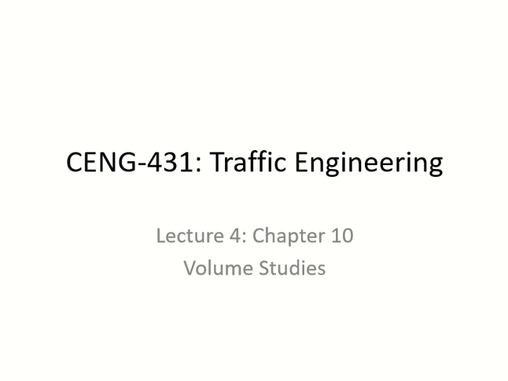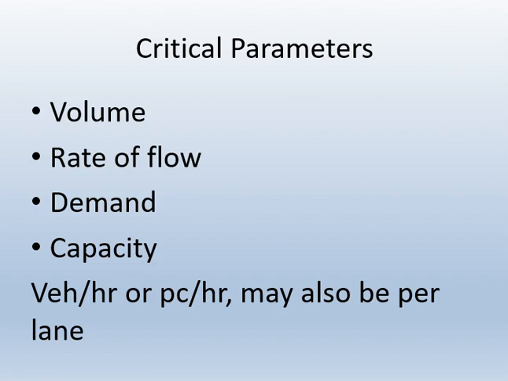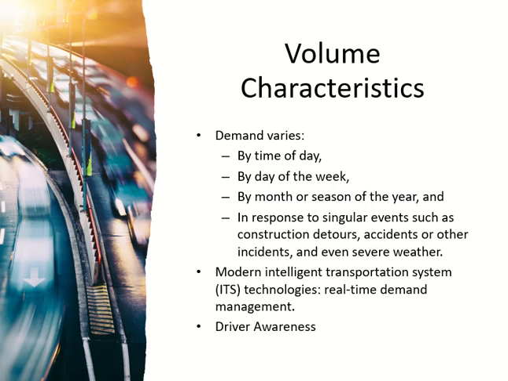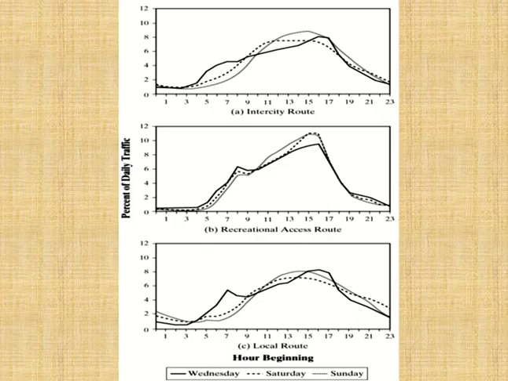Okay, we started this topic last time from chapter 10 about volume studies. We reviewed some of the terms which we already know from the previous lecture. Then we looked at how demand variations can happen. They can happen according to time, day, season, because of events. And to manage it, we employ a system known as ITS, Intelligent Transportation Systems. I showed you these figures which show the variation in demand according to time and day and location.